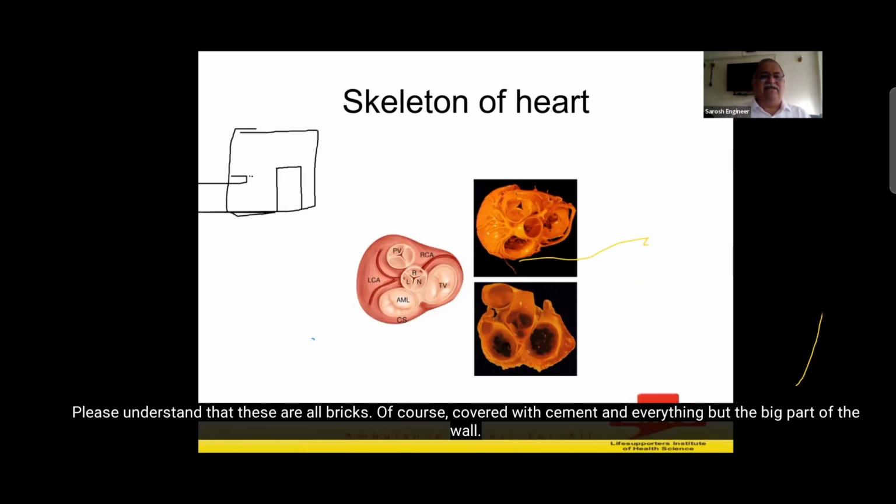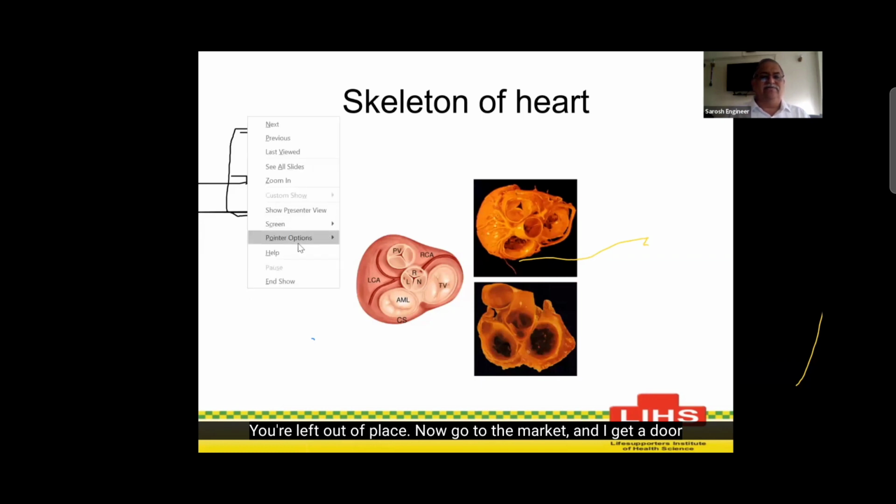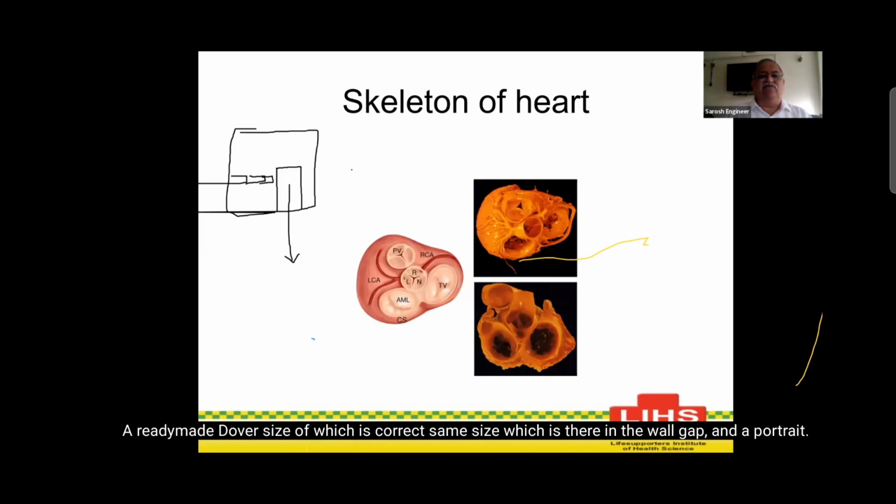Please understand that these are all bricks, of course, covered with cement and everything. But the brick part of the wall, I have left out a space which is going to be for me to go from this room to that room or that room to this room. You have left out a place. Now I go to the market and I get a door.